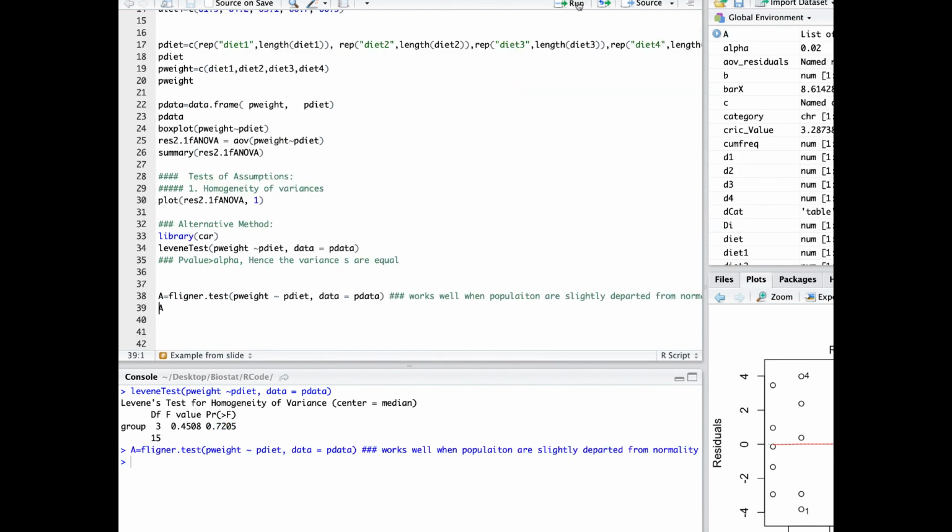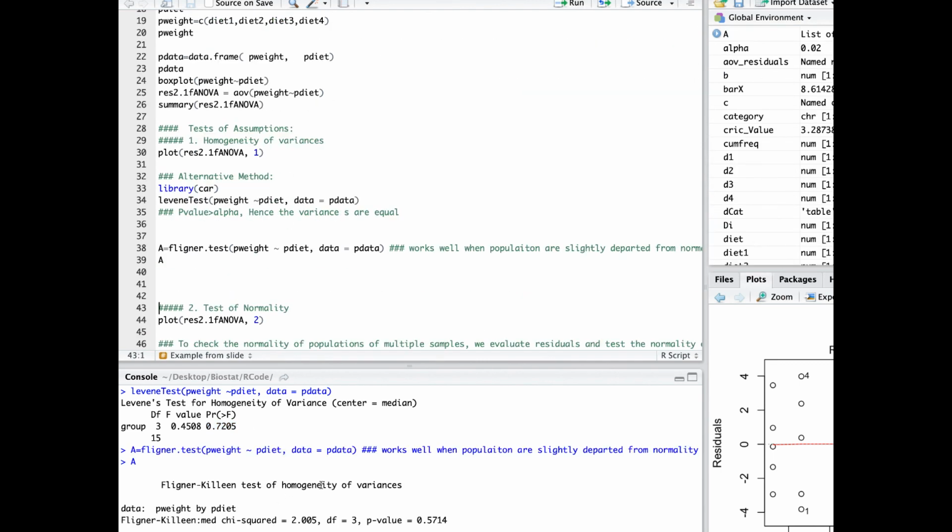So I tried one more, the Fligner test. The Fligner test gave me the p-value 0.5714. Either way, we do not reject the null hypothesis, right? Meaning the variances are equal between the groups.